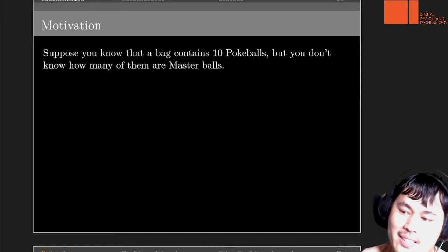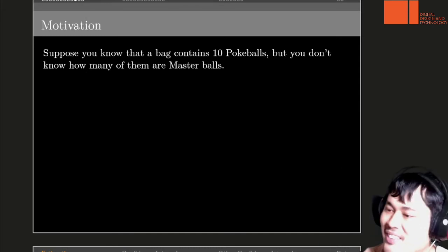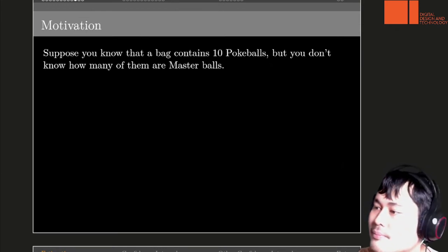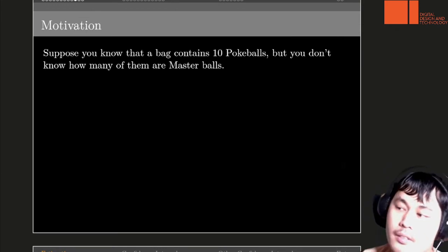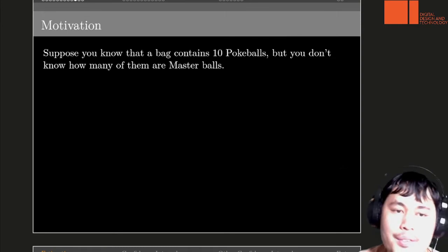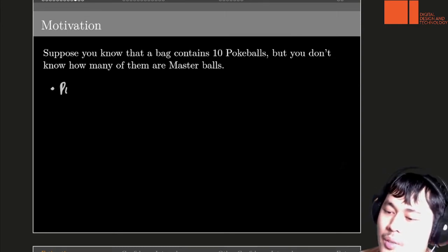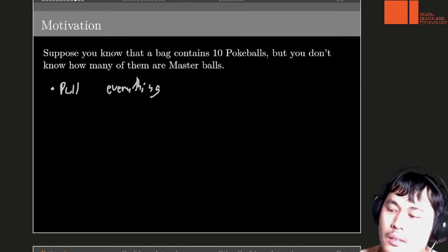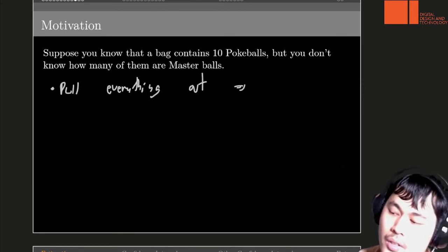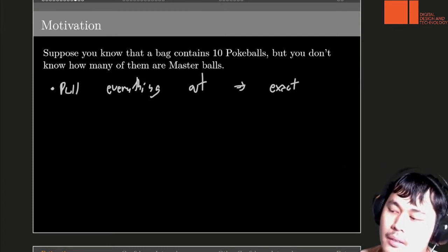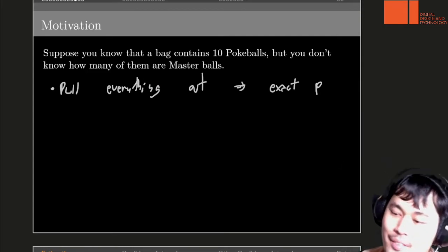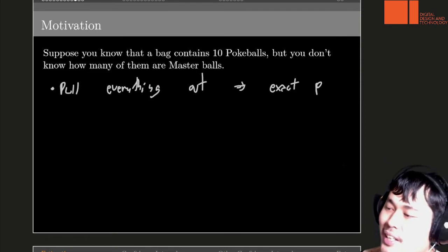Okay, suppose there are just 10 balls. We'll just make things easier. But again, you don't know how many of them are master balls. Then if you want to know the content of the whole bag, there are several ways to do it. First, you can just pull everything out. Then you're gonna find the exact value of p, which is nice if you could afford to pull everything out.